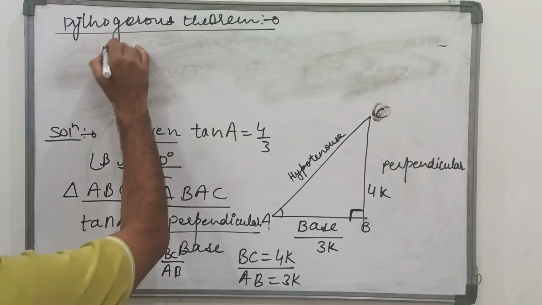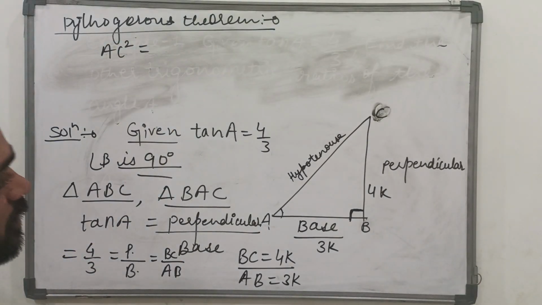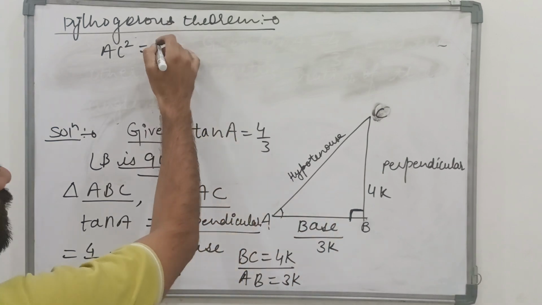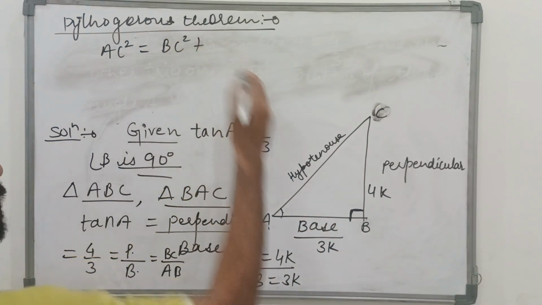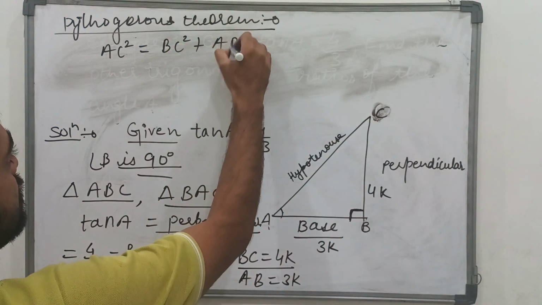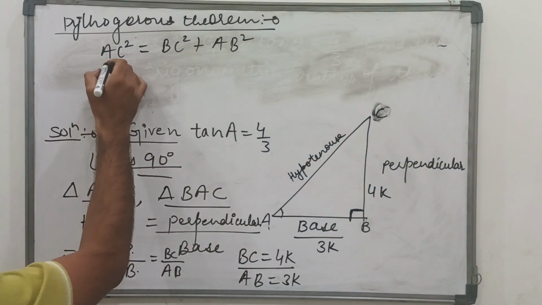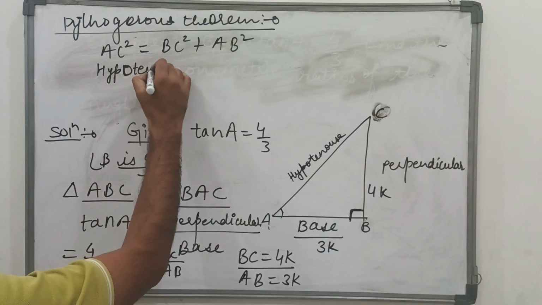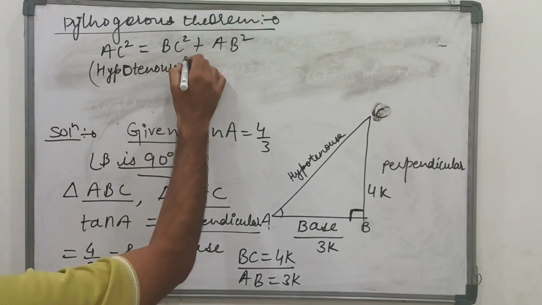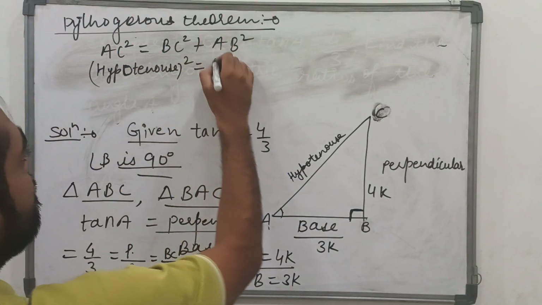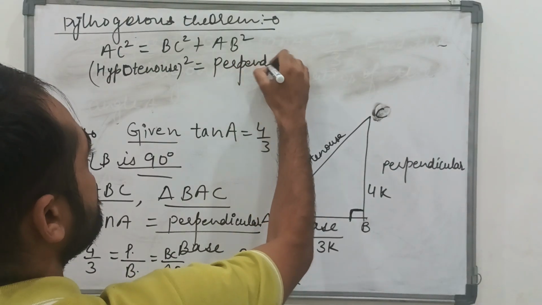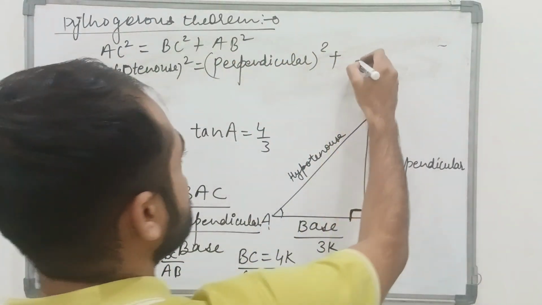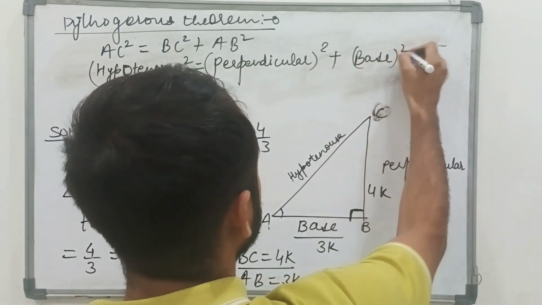Like this, AC square is equal to, this is the hypotenuse square. AC square is equal to perpendicular square plus base square. This is the BC square plus base AB square. We can also write: hypotenuse square is equal to perpendicular square plus base square.